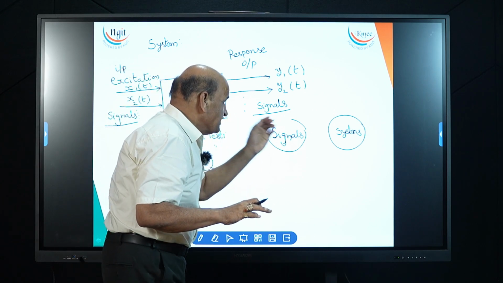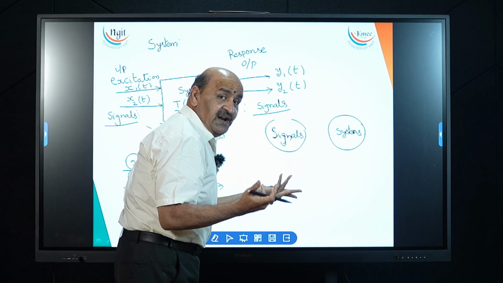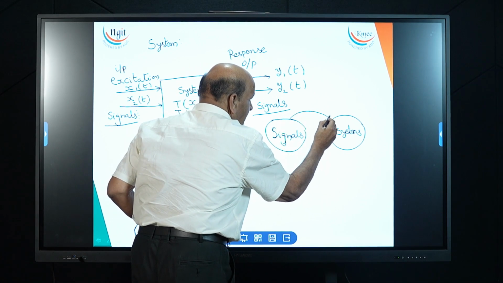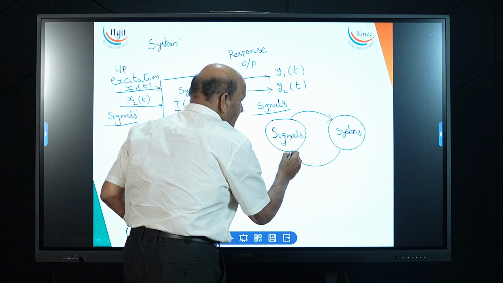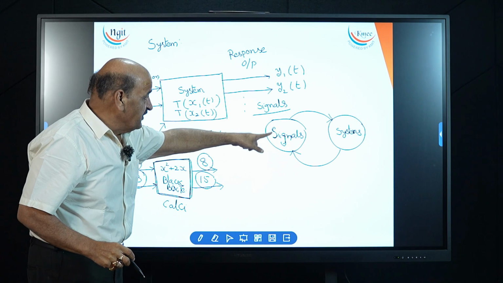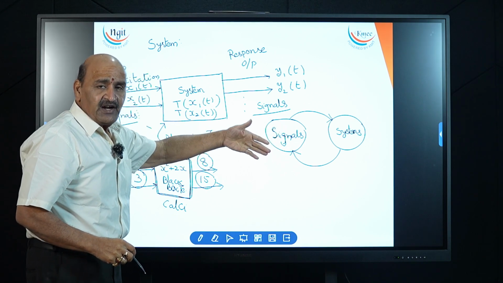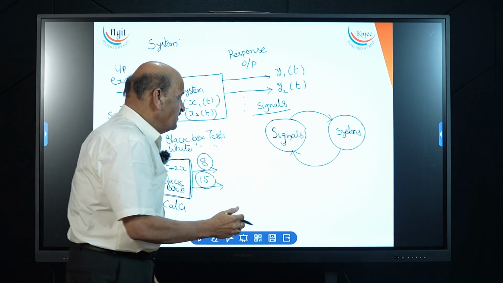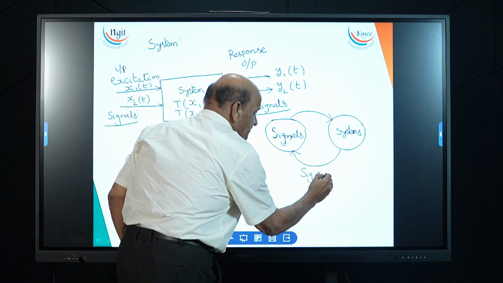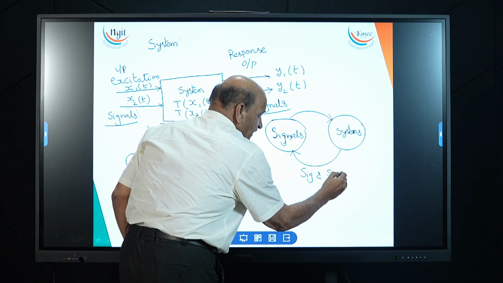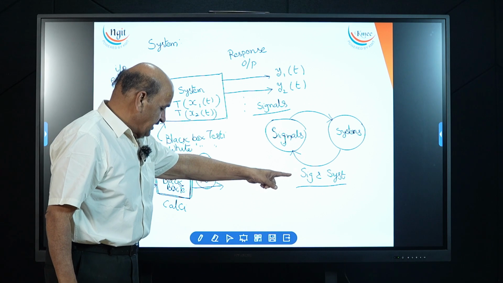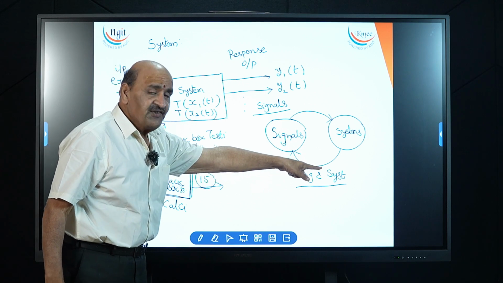Without systems, no signal is meaningful. That is the interdependence: signals are based upon systems, and systems are based upon signals. Look, this is the interconnectivity of signals and systems. That's why, for electronics and electrical people, the name of the subject is called signals and systems. You can't isolate each concept from the other. So now our main subject is called signals and systems.